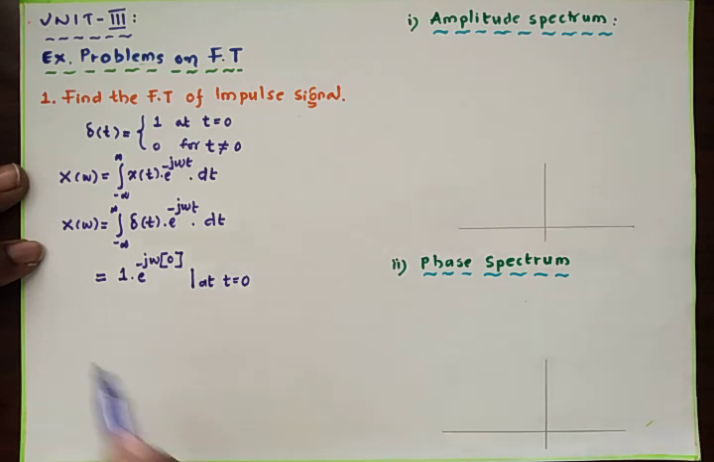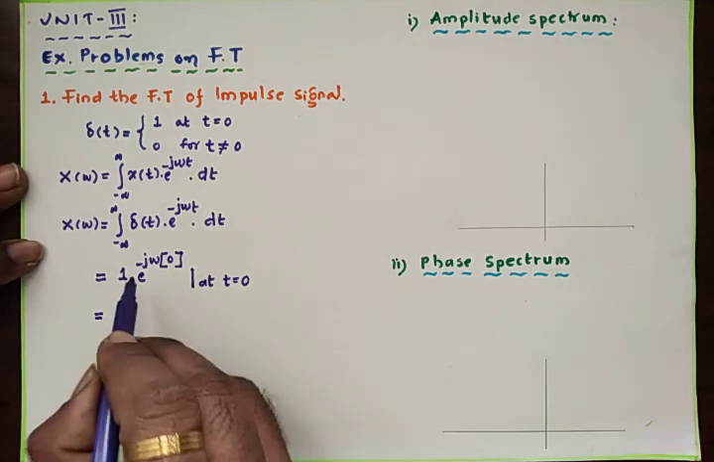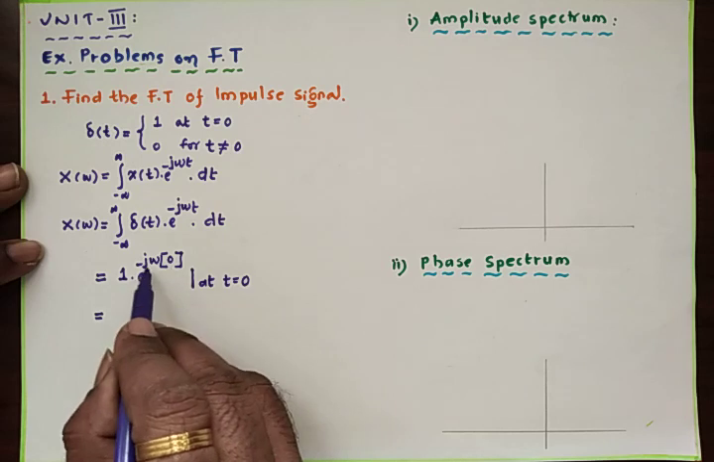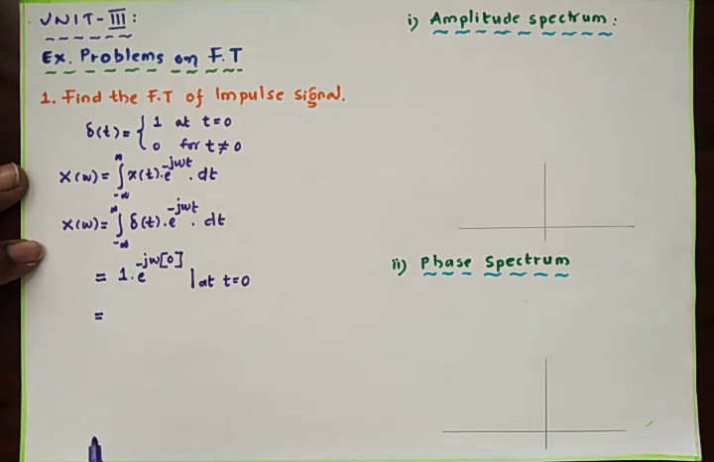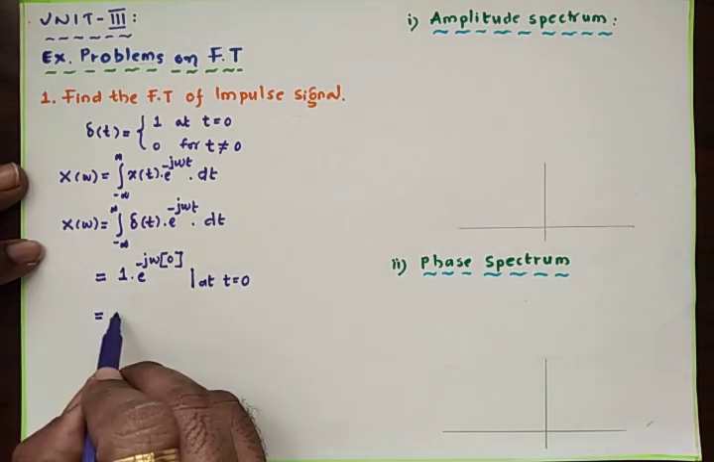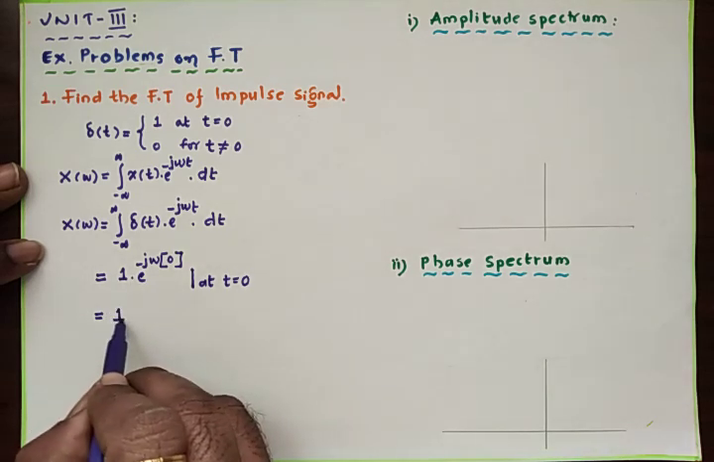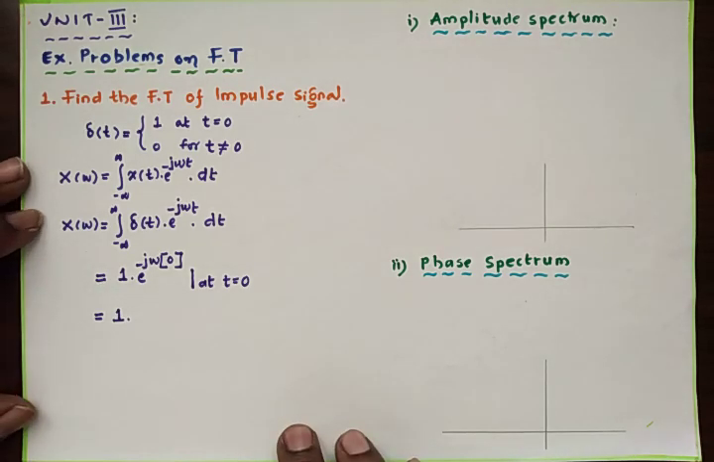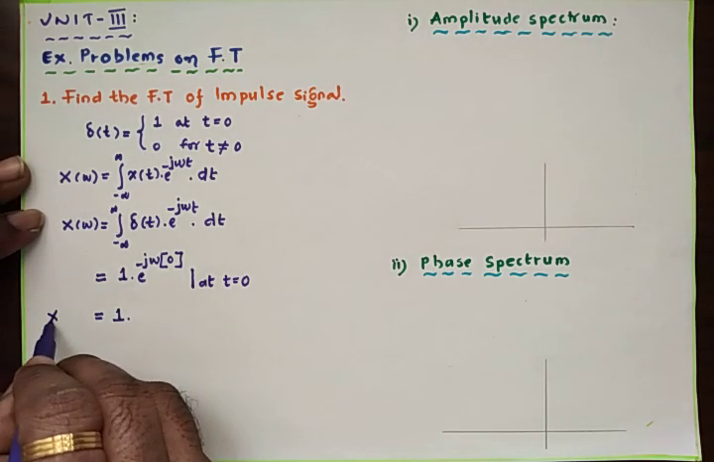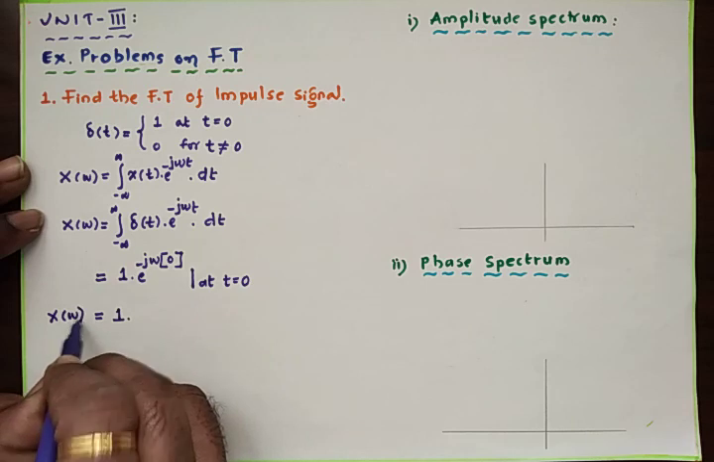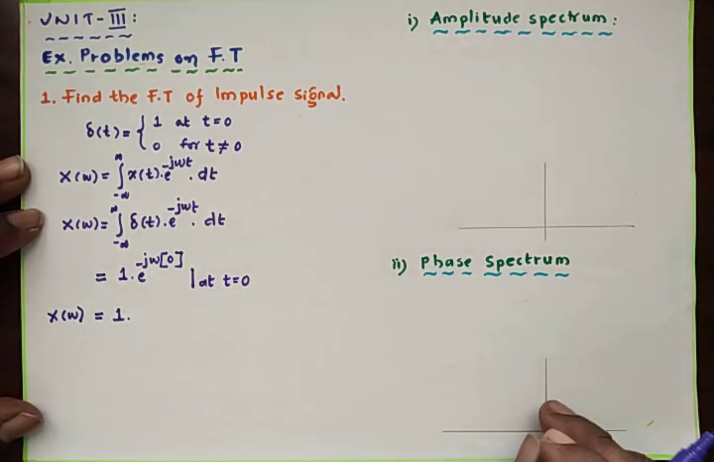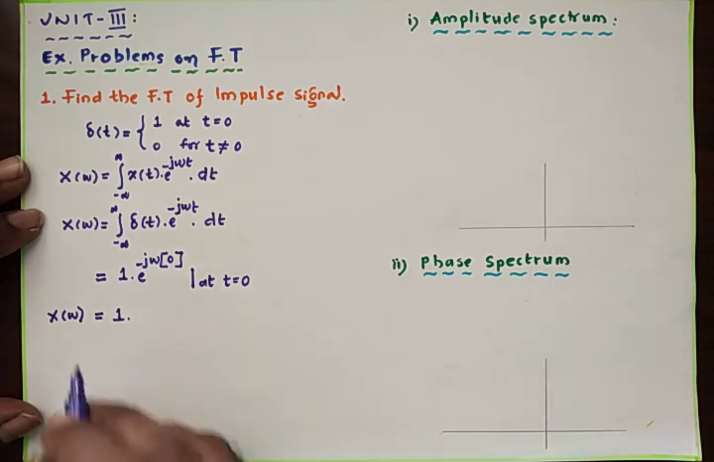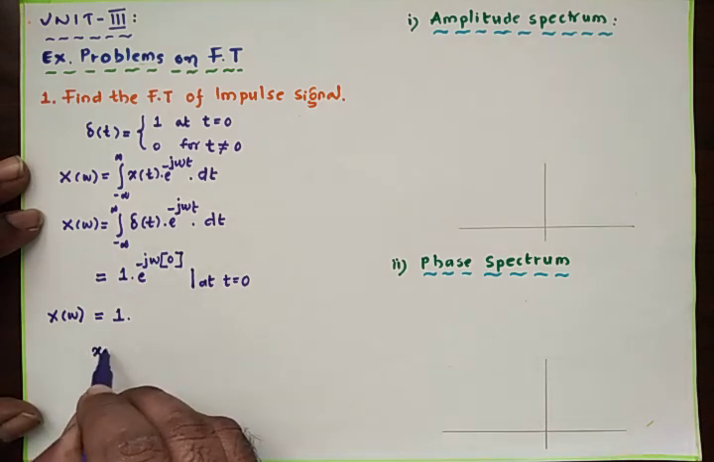So now simplify this. This is 1 into e power of 0. Anything to the power 0 will be 1 only, so 1 into 1, so we can have 1. Then what did we get now? We got X of omega is equal to 1.